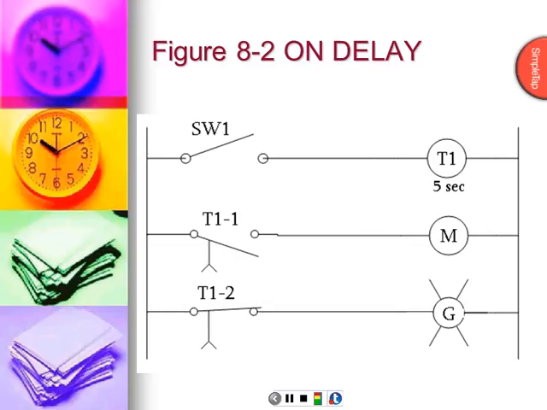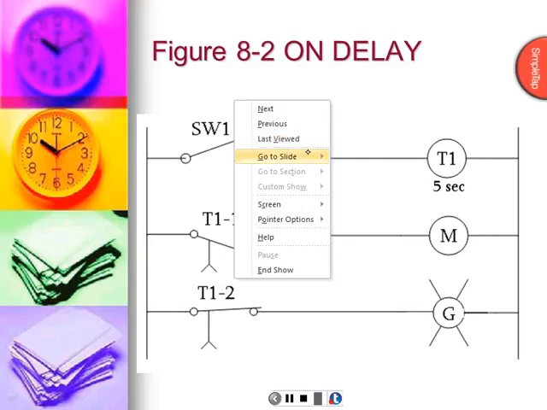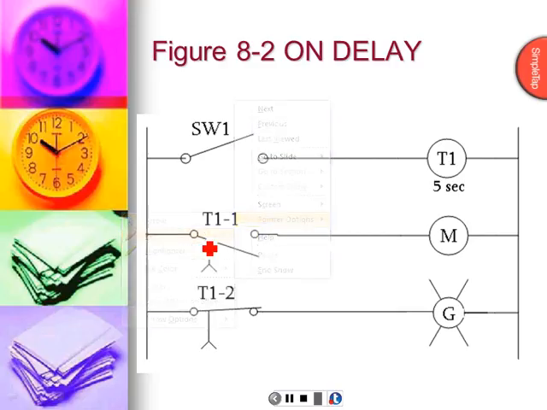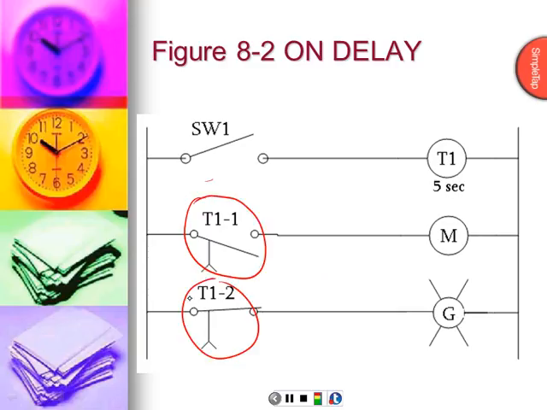Okay. So when I close that switch, it does not automatically close what's open and open what's closed. It leaves it alone. After the 5 seconds, 1, 2, 3, 4, 5, after that time, this will close, this will open. So the motor turns on, the green light turns off.